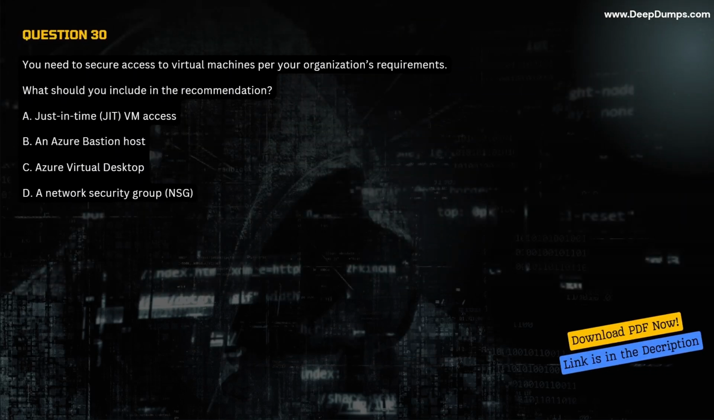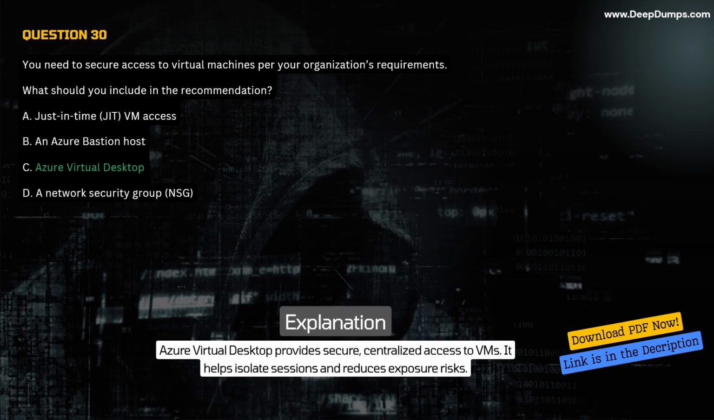Question 30. You need to secure access to virtual machines per your organization's requirements. What should you include in the recommendation? A. Just-in-time, JIT, VM access. B. An Azure Bastion host. C. Azure Virtual Desktop. D. A network security group, NSG. Correct answer, C. Azure Virtual Desktop. Explanation: Azure Virtual Desktop provides secure, centralized access to VMs. It helps isolate sessions and reduces exposure risks.